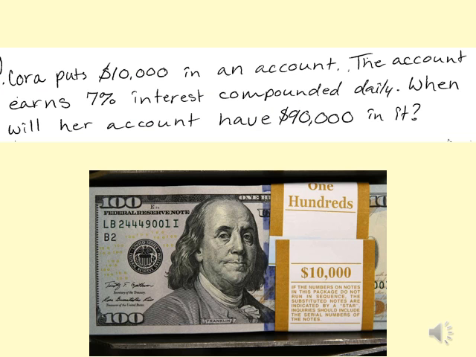Here's a third problem. We have Cora puts $10,000 in an account. The account earns 7% interest compounded daily. When will her account have $90,000 in it? Now, whoever wrote this problem didn't bother drawing a picture of Cora, which is probably a good thing, so I decided just to put a stack of bills as a picture in there instead.